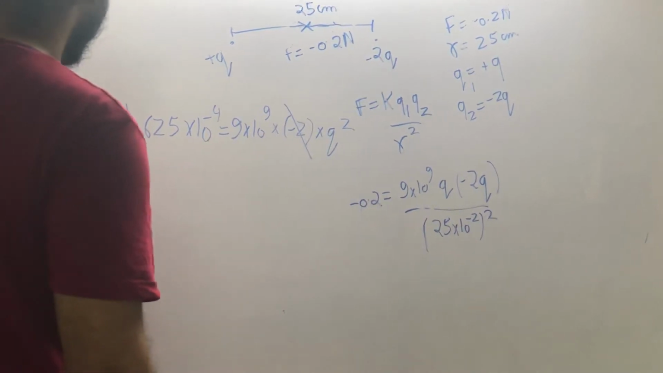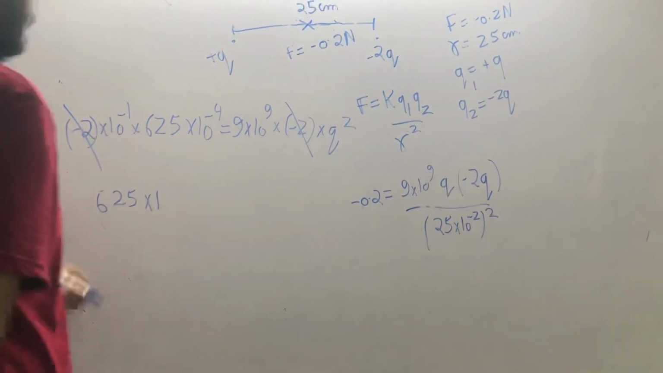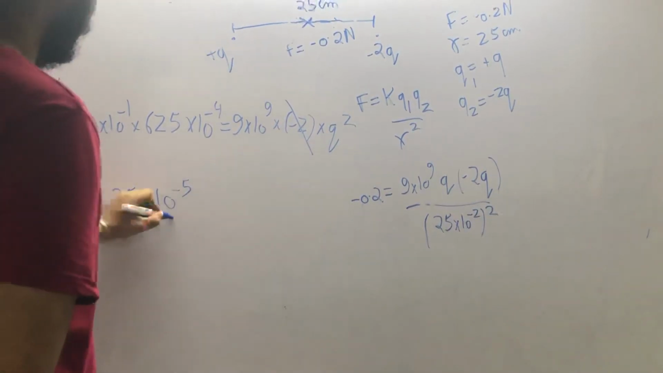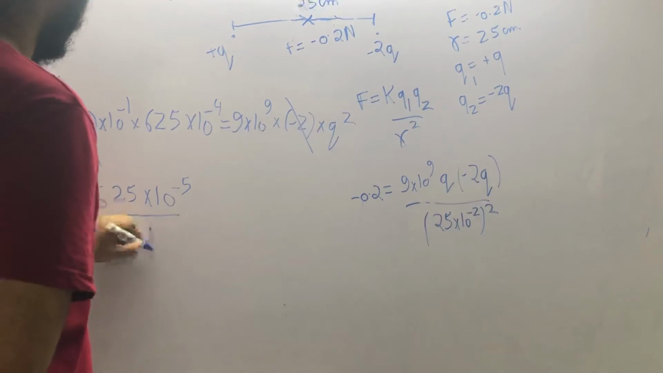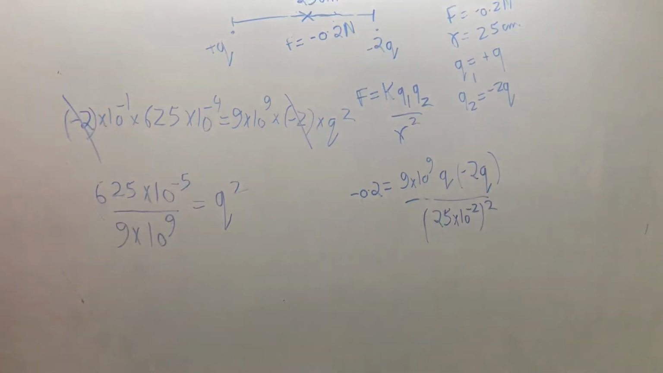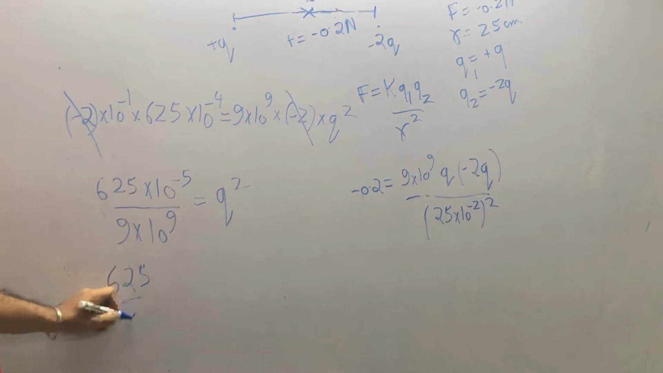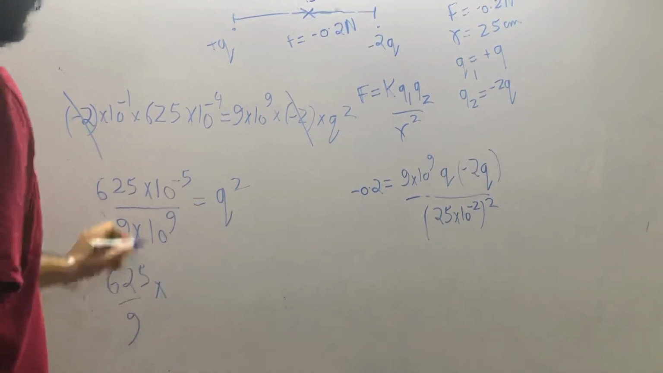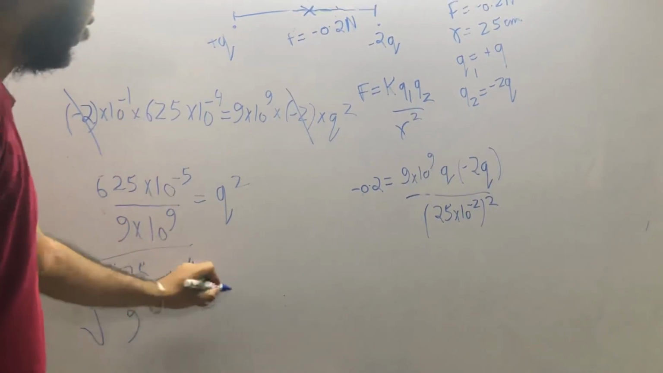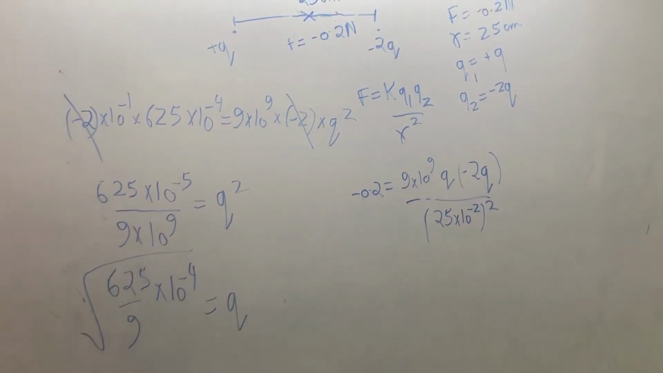So it will be 625 into 10 raised to the power minus 5, upon 9 into 10 raised to the power 9, is equal to Q square. Am I right? Okay, so we will write this as the square root of 625 upon 9 into 10 raised to the power minus 4 is equal to Q. I hope that is clear.